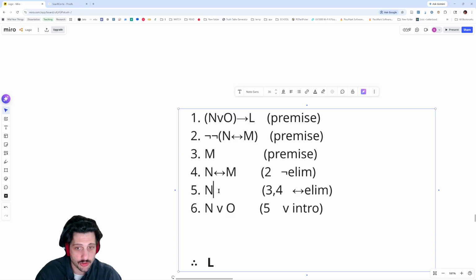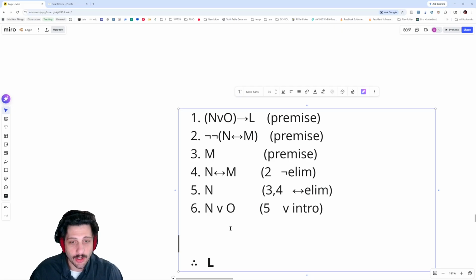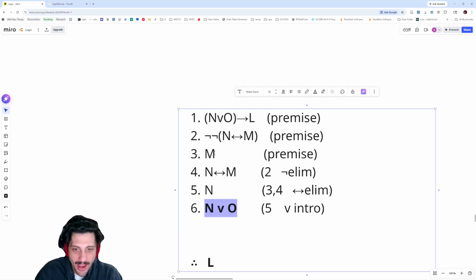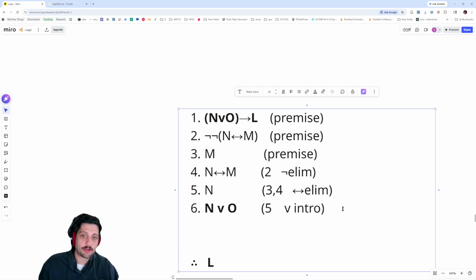Why do I believe N is true? Because lines 3 and 4 tell me that N is true. Why do I believe lines 3 and 4? Well, 3 is a premise, so I accept that just at the outset. And 4 I get from premise 2. But none of this has to do with premise 1. I'm just thinking ahead for how I'm going to work with premise 1, because now I do have my setup for conditional elimination. So this is a very common occurrence, right?